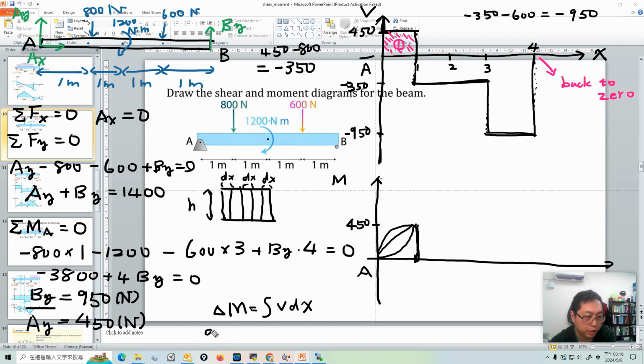You will see dM over dx is V. The shear is constant, so dM/dx is constant. You can also think of it this way: the shear here is constant, so dM/dx is constant, so it must be a straight line. A simple straight line, so it will look like this.